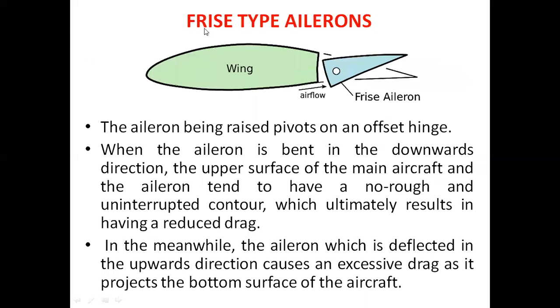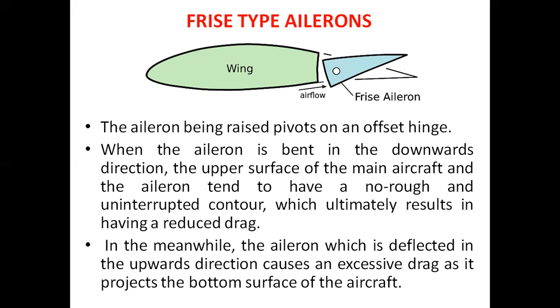Now, the Frise type of aileron. The aileron being raised pivots on an offset hinge, that is generally in Frise type ailerons. When the aileron is bent in the downward direction, the upper surface of the main wing and aileron tend to have a smooth, uninterrupted contour, which ultimately results in reduced drag.